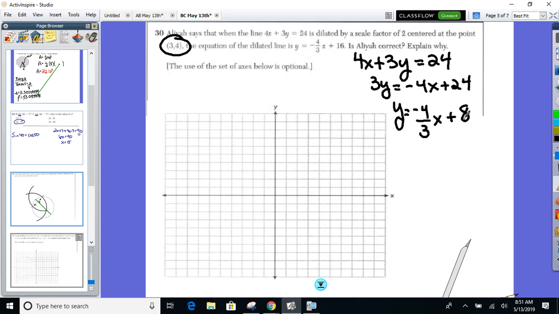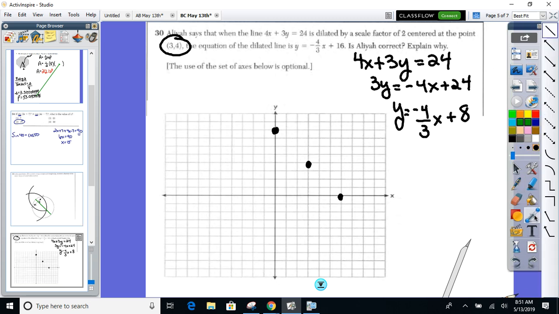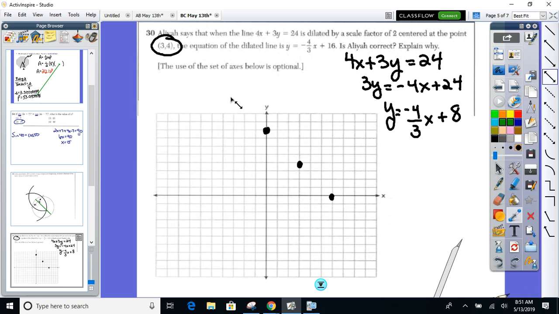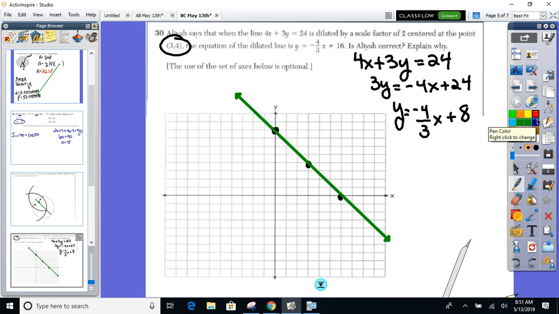All right, so let's see what this line looks like. So 8, 1, 2, 3, 4, 5, 6, 7, 8. And then she's got to go down 4 over 3. Down 1, 2, 3, 4 over 1. And then as you graph that line, where's the point she's going to dilate around? (3, 4). Where do you notice (3, 4) is? Yeah, there's (3, 4).